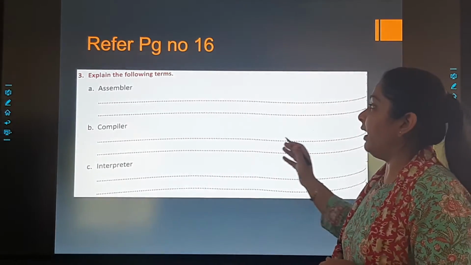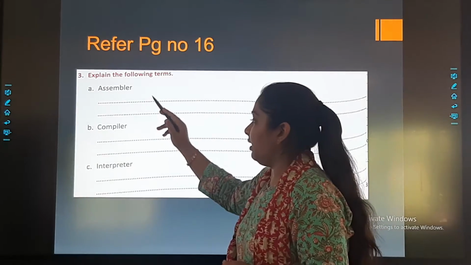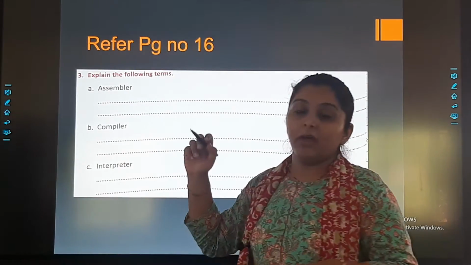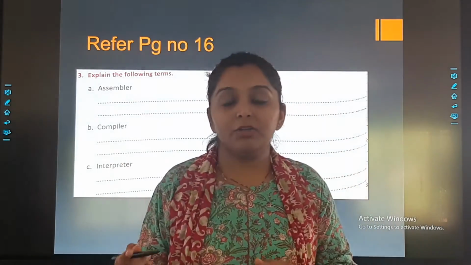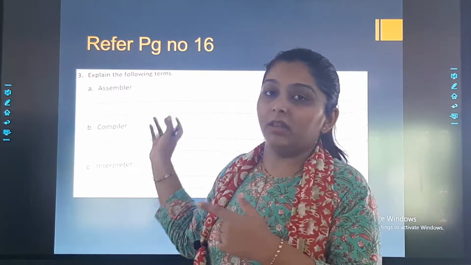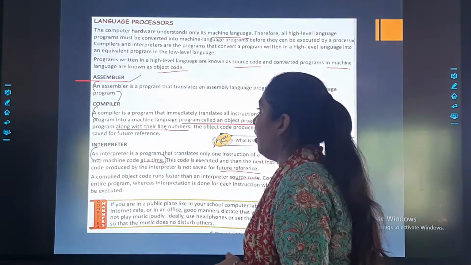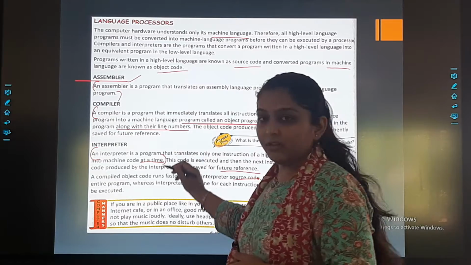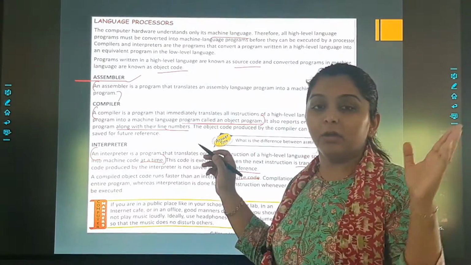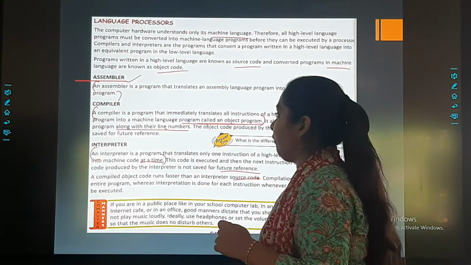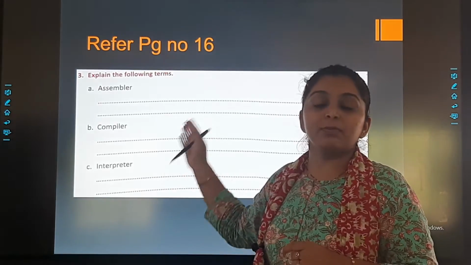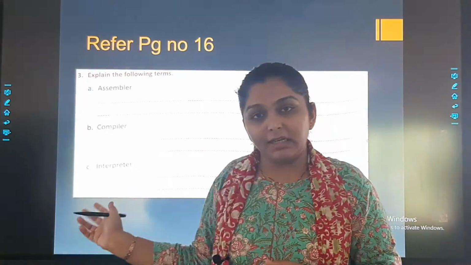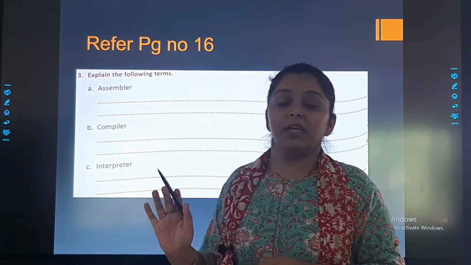Clear? Next. Now, this is on page number 60. You have to explain the following terms, that is assembler, compiler and interpreter. As I have already made you mark in the textbook, all the three terms we have marked in the textbook. You just have to learn them, revise them and you have to write them in the textbook itself. Is it clear?